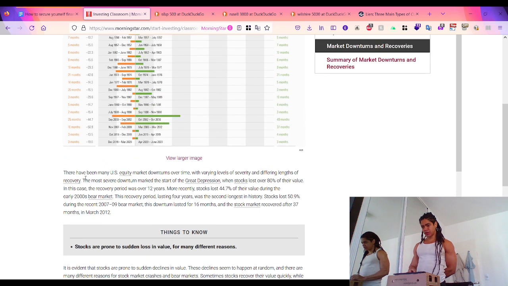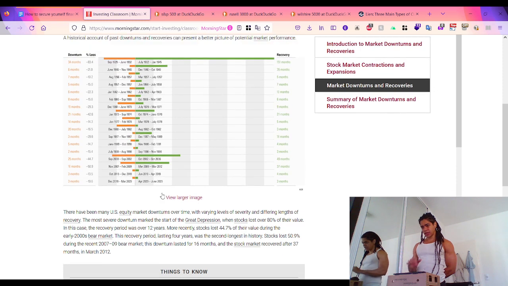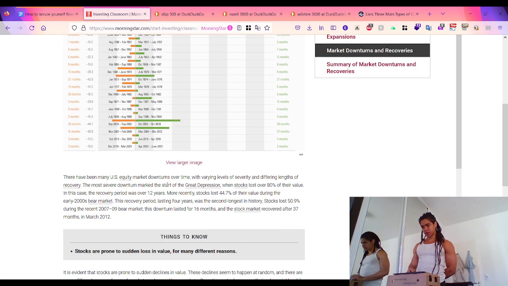So this is something interesting to understand, okay? There have been many U.S. equity market downturns with varying levels of severity and length of recovery. The most severe downturn marked the start of the Great Depression, at least that we have records, when stocks lost over 80% of their value. In this case, the recovery period was over 12 years.